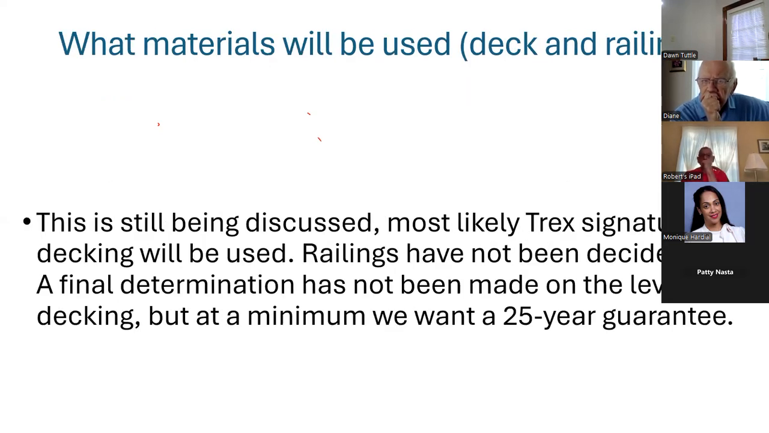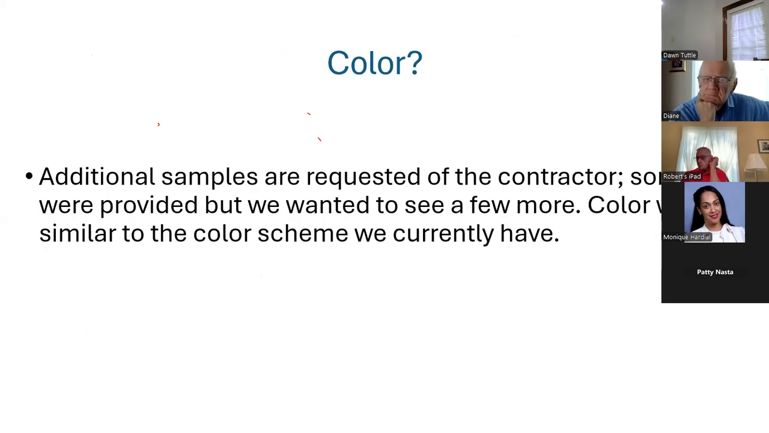What materials will be used? It is still being discussed, but we are leaning towards the Trex Signature brand. It has a 25-year guarantee. And railings, if we decide in the future to do the railings, we can. We just haven't decided what that material would be. Color? Again, we're still finalizing it, but it would most likely be the same color scheme we already have, which would be in the gray family.